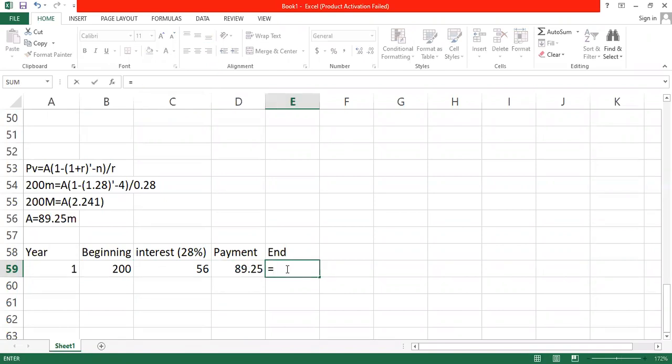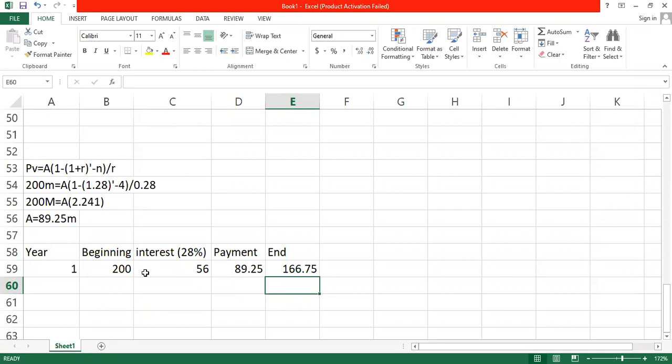So what will be the balance on your account now? How much will you be owing the bank? 166.75. Are you sure? Okay, sorry, I'm the one who made the mistake. It will be 200 plus 56, which is 256. That is the amount that you are owing the bank at the end. But you paid 89.25, isn't it? Yeah. Okay. So you will be owing the bank 166.75.